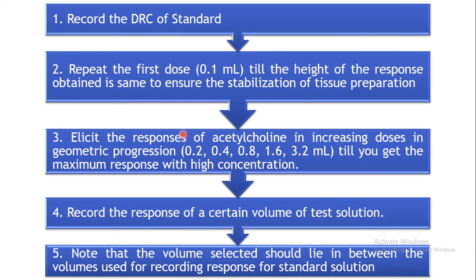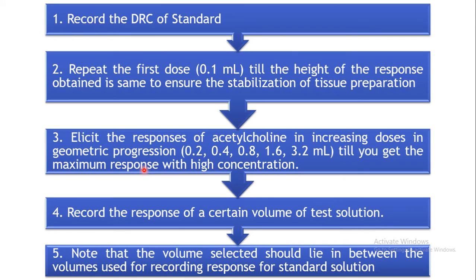Next, once you ensure the stability of the tissue, you can carry on with the DRC further. So you can add progressively the doses in increasing proportion, that is in geometric proportions. The next dose selected is 0.2, then 0.4, 0.8, 1.6, 3.2 and so on till you get the maximum response. That is, till you obtain the ceiling effect.